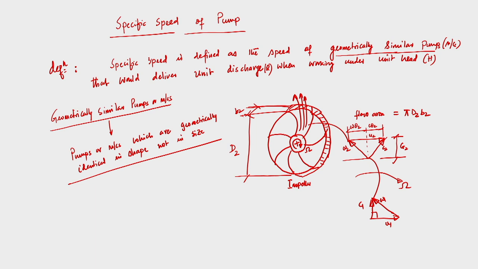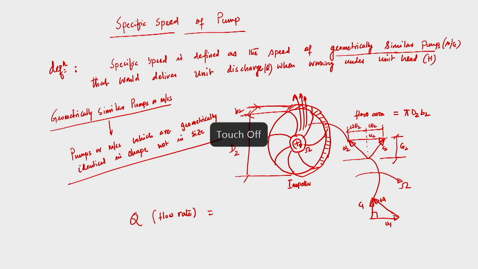Now, what is the volume flow rate through the pump? So Q, the flow rate through the pump, will be equal to flow velocity into flow area. This is very important, flow velocity into flow area. So what is the flow velocity here? That is CR2, and the flow area is pi D2 into B2. So this is the flow rate that I can expect from this pump, and CR2 will depend upon the absolute velocity at the outlet, and that also will depend upon the blade angle at the outlet, the flow angle.